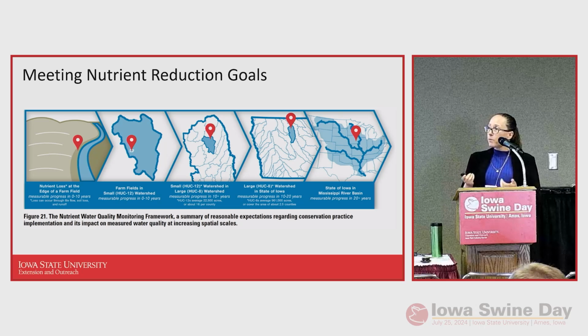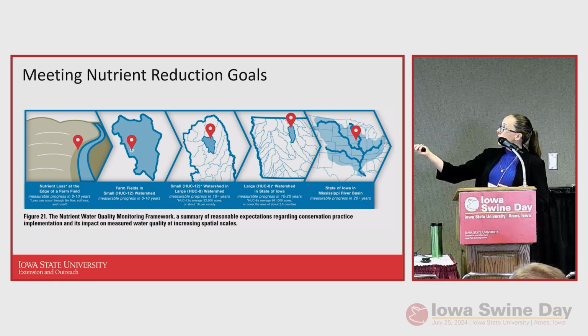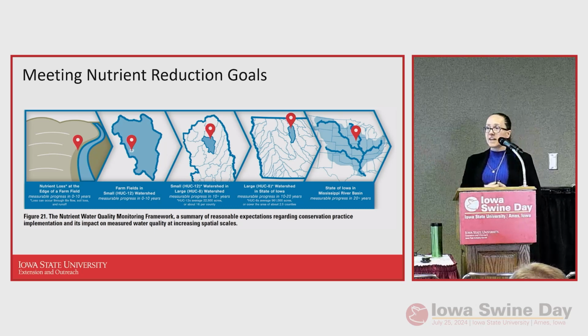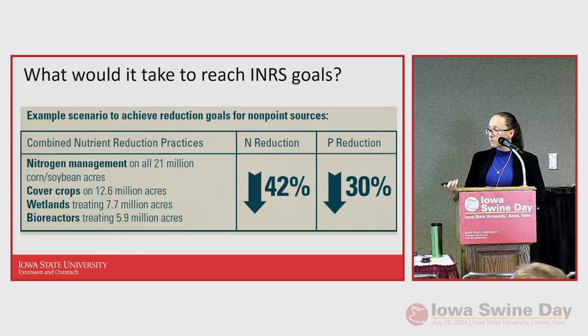And then it'll probably take somewhere between 10 to 15 years, maybe 20 years to get the implementation across our watersheds and across the state until we start seeing changes in our actual water quality. So we know this is going to take a while, but we still have a long way to go with our practice implementation.